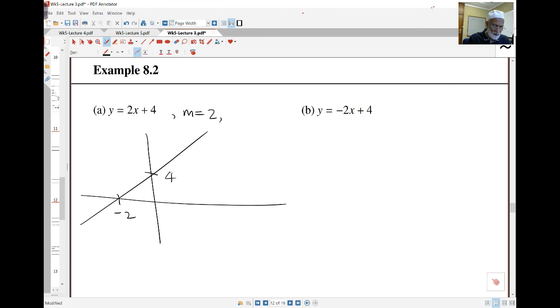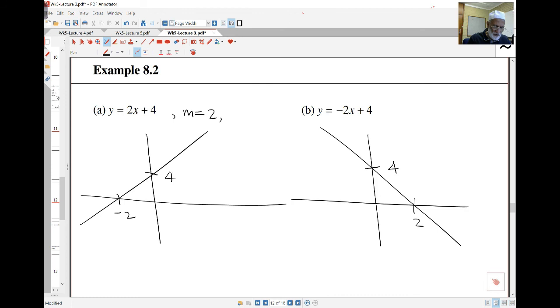You can see a positive slope. Negative 2x plus 4. Now I know the intercept is still 4, but the slope is negative. So that's my 4 for the y-intercept. When x is 0, y is 4. When y is 0, now I get x is going to be 2.